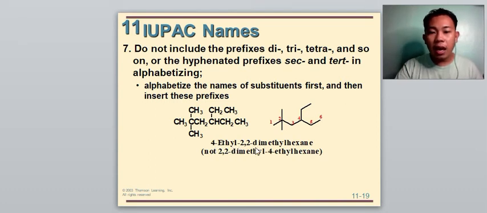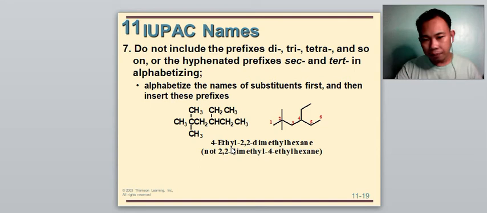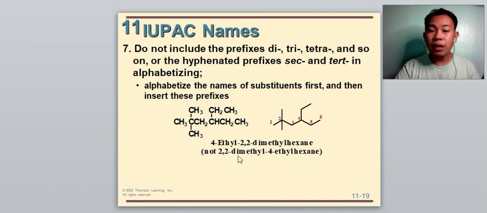4-ethyl-2,2-dimethyl. Remember, we do not include the di here in alphabetizing. Okay? We focus our attention in alphabetizing only on the M of methyl and E of ethyl, not on the D. So that means, in alphabetical order, we have 4-ethyl-2,2-dimethylhexane, not 2,2-dimethyl-4-ethylhexane. Okay? Because of this rule.